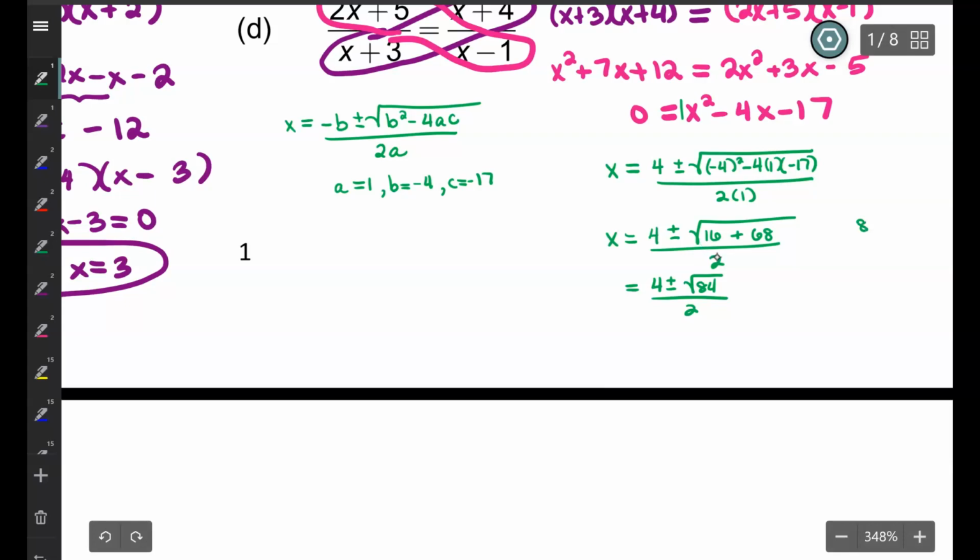And actually 84 is divisible by 4. So I can rewrite this as 4 plus or minus 2 root 21 over 2. And then 2 goes into both of those, so 2 plus or minus the square root of 21.